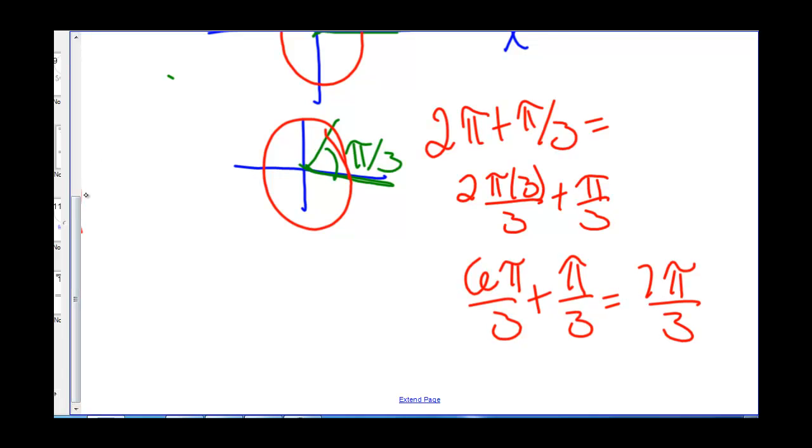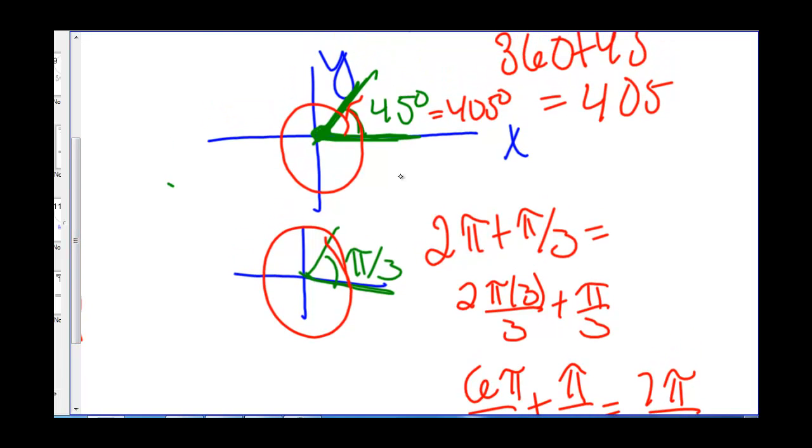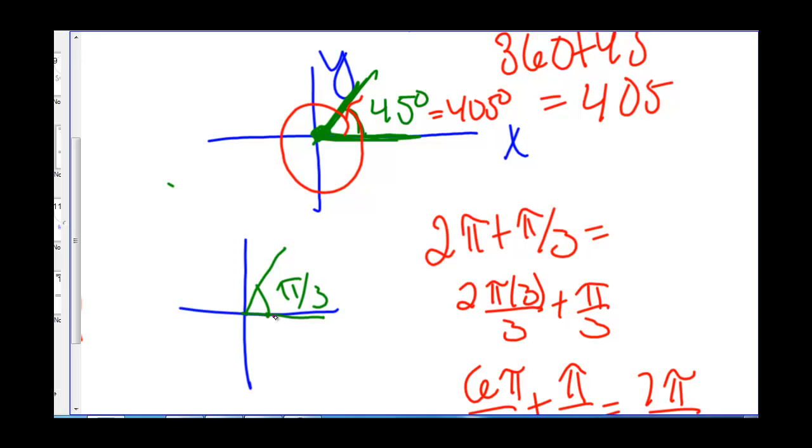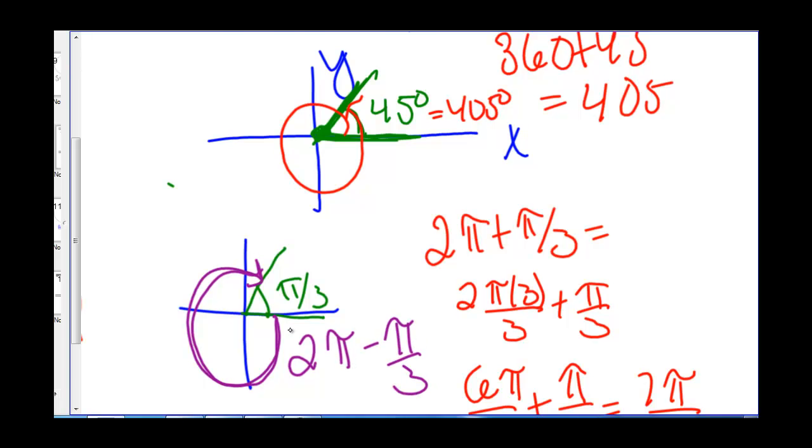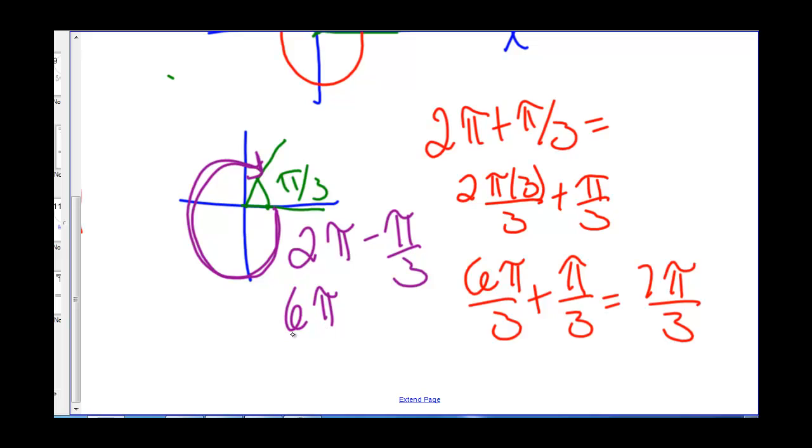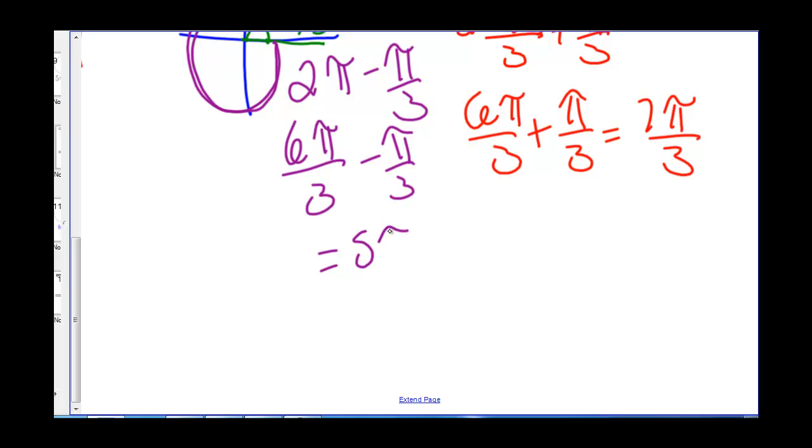On the other hand, with both of these, we can go around clockwise. So we start at our initial side and go to our terminal side. And remember, these are negative angles, and how far have we gone around? Well, the only chunk missing is pi over 3. So this is 2 pi, my whole circle, minus pi over 3. We need a common denominator, so we get 6 pi over 3 minus pi over 3, and that gives us 5 pi over 3, but again, remember this is negative.